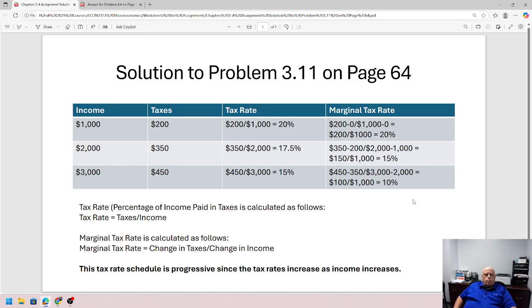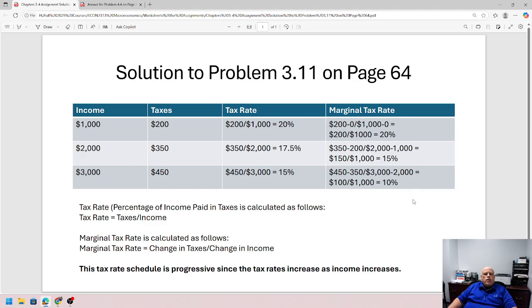Now on problem 3.11 on page 64, it basically gave you some income values and some taxes associated with those incomes, and it wanted you to calculate the tax rate for each of those and also the marginal tax rate. And then one of the questions on there had you tell me whether this was a progressive tax system, a regressive tax system, or proportional.